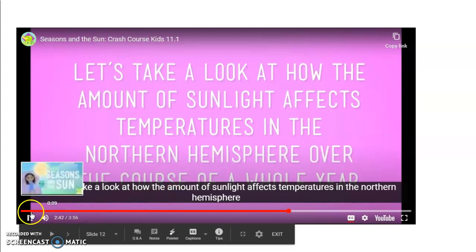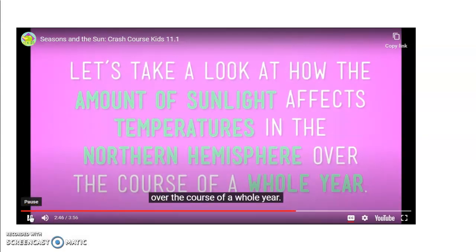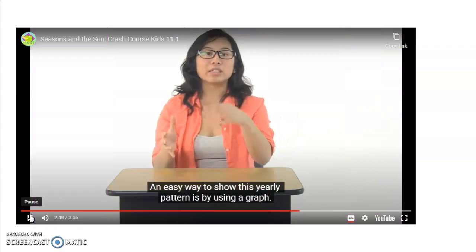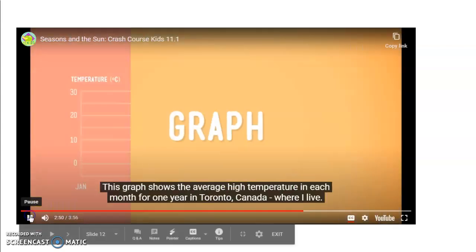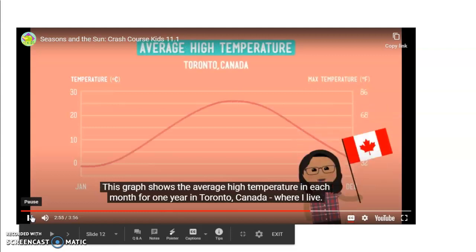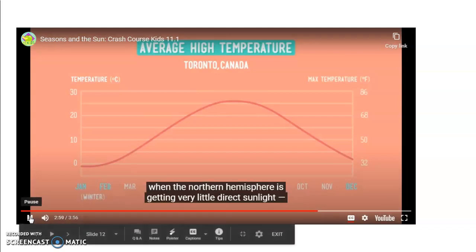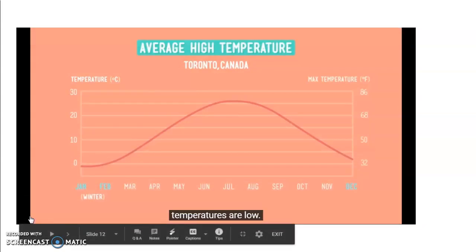Now, let's take a look at how the amount of sunlight affects temperatures in the northern hemisphere over the course of a whole year. An easy way to show this yearly pattern is by using a graph. This graph shows the average high temperature in each month for 1 year in Toronto, Canada, where I live. Looking at the graph, we see that during December, January, and February, when the northern hemisphere is getting very little direct sunlight, temperatures are low.